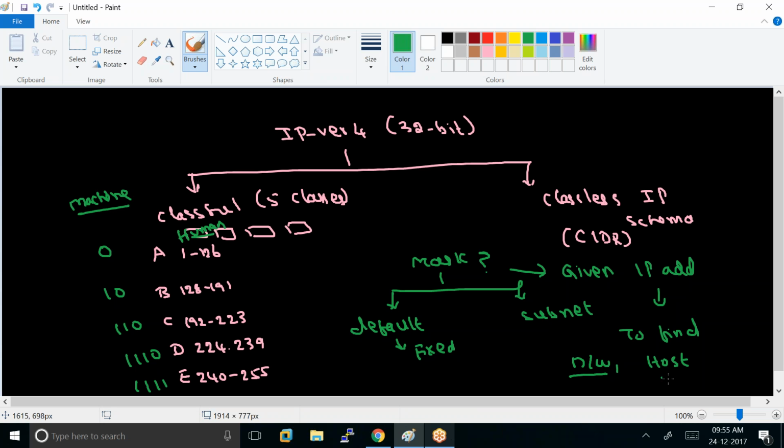We have the network part and the host part. To find out the network and host part, we are using this mask. The default mask is fixed. For class A, it is 255.0.0.0. For class B, it is 255.255.0.0. For class C, it is 255.255.255.0. These are all fixed. We have the class A, class B, and class C masks.